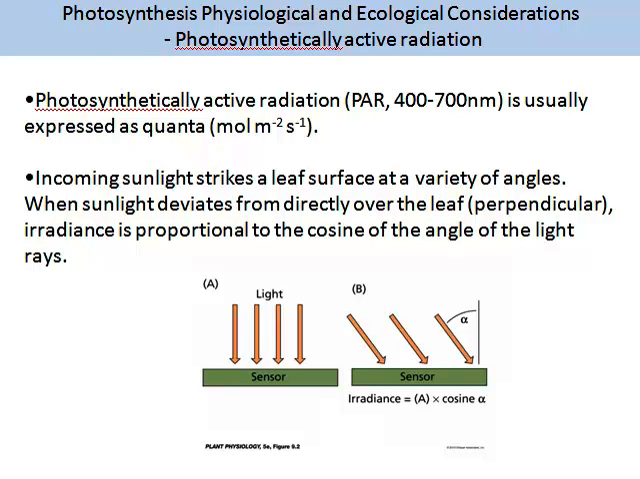Incoming sunlight will strike a leaf surface at a variety of angles, as you can see from the figure below. When sunlight deviates from directly over the leaf, or what we call perpendicular, irradiance is proportional to the cosine of the angle of the light rays.